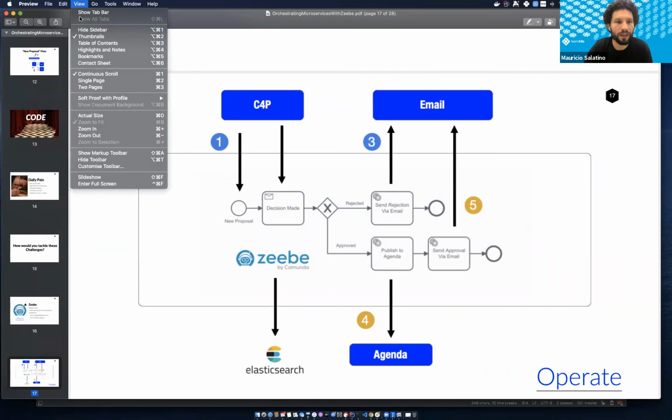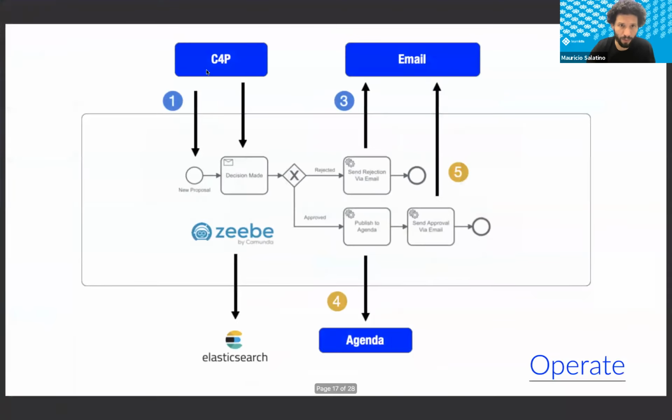So that's pretty much what you can do with Zeebe on the basics. Now you are delegating the orchestration of these services to someone else. The definition of the flow still belongs to the call for proposal service and to the team that is responsible for that. But the execution of the model is now happening in a separate service, in a separate component.